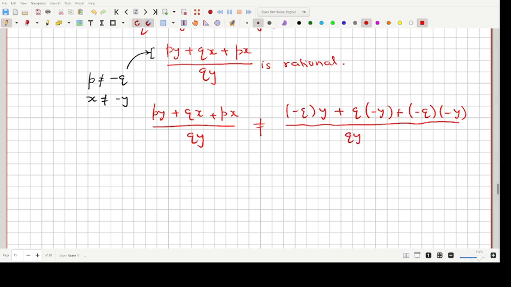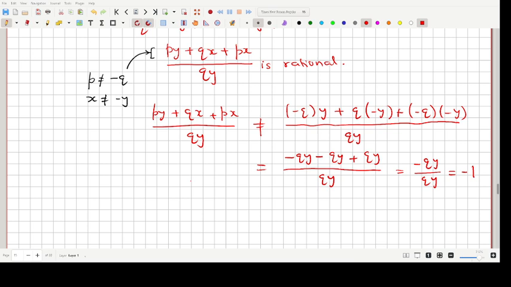And this in turn is equal to -qy, and then minus qy, right? And then plus -q times -y is qy, so this is qy divided by qy. And then as you can see, there is just one element left in the numerator, that is -qy, and in the denominator we have got qy, and this in turn is equal to -1.